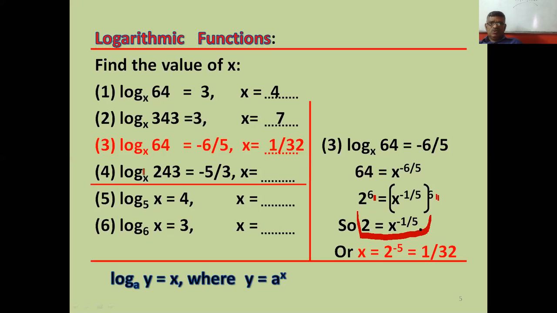Who will tell me now? Log 243 to the base x equal to minus 5 by 3. What is x? I'll give you 40 seconds. Starts now. 1 upon 8. You have to go through the answer once again.